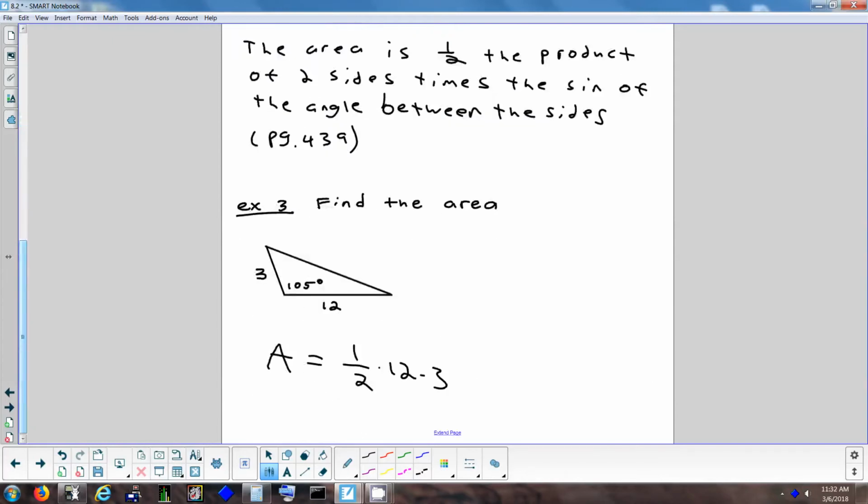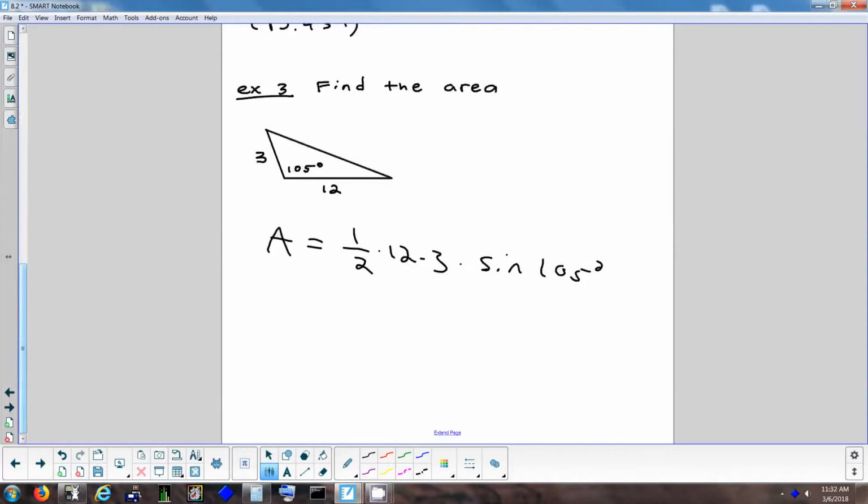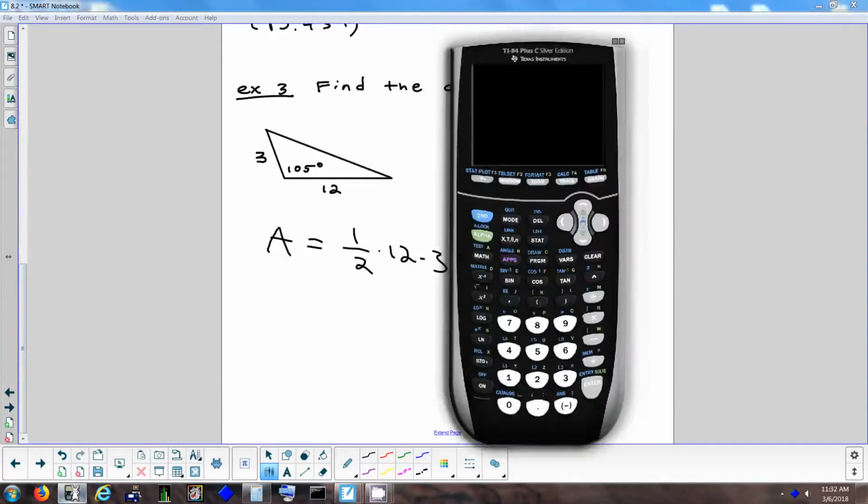So 1/2 the product of the two sides, and what else? Times sine 105. Yep. And that's it. Just type that in. To speed things up a little, you could do this out. Half of 12 is 6. 6 times 3, 18. So 18 sine 105.